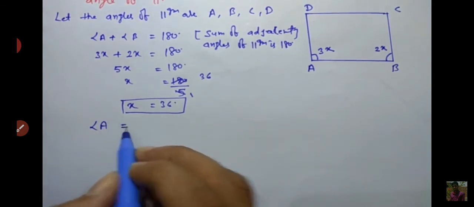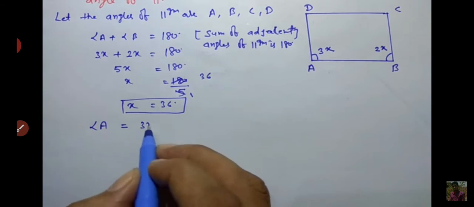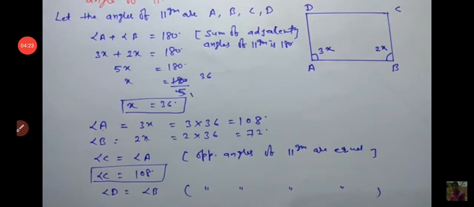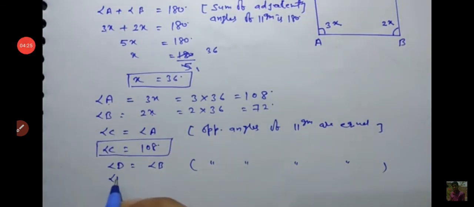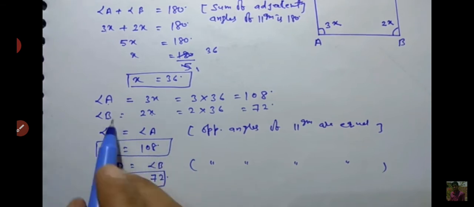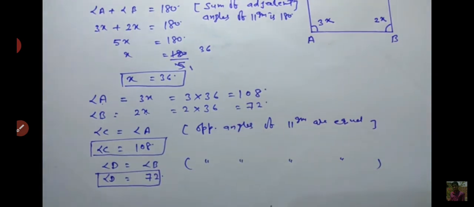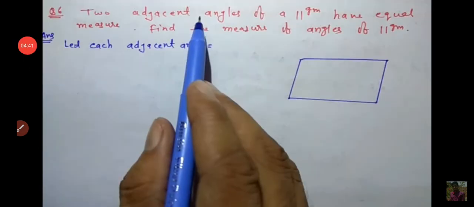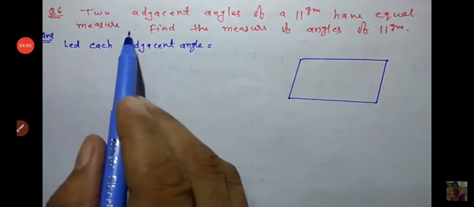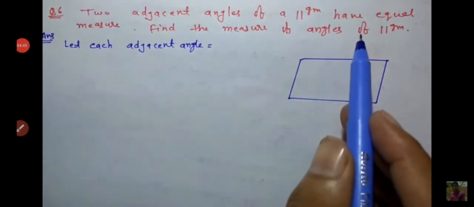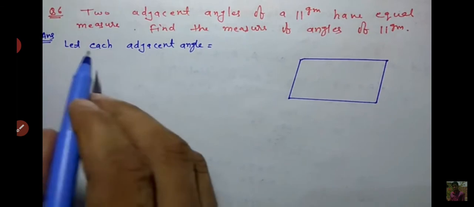So we get the angles. Angle A is equal to 108 and angle B is equal to 72. Angle A and angle C are equal because opposite angles of a parallelogram are equal. So angle C is 108 degrees, and what is angle D? Angle D is 72 degrees. Understand? Now let us read question number 6. Two adjacent angles of a parallelogram have equal measure. Find the measure of the angles of the parallelogram.